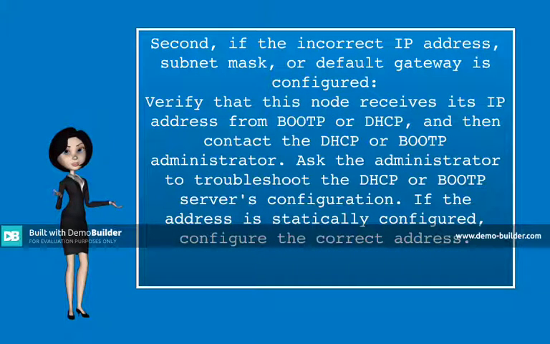Second, if the incorrect IP address, subnet mask, or default gateway is configured, verify that this node receives its IP address from BOOTP or DHCP, and then contact the DHCP or BOOTP administrator. Ask the administrator to troubleshoot the DHCP or BOOTP server's configuration. If the address is statically configured, configure the correct address.